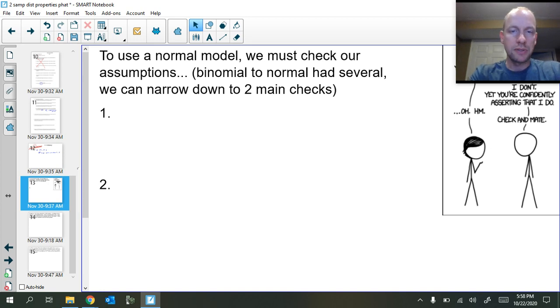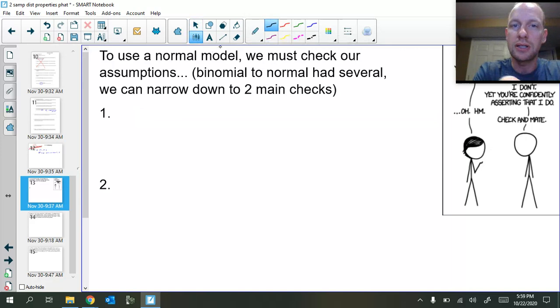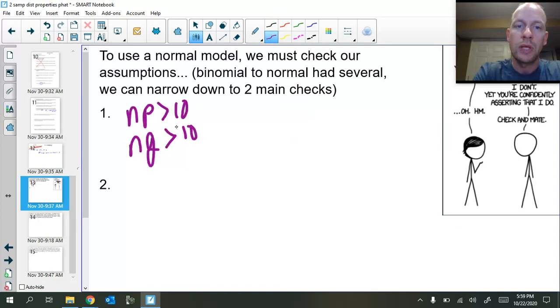To recap, the assumptions for the normal model really come down to two main ideas. According to the last video, you really want to make sure that you've met the success-fail condition. So we definitely want to check that np is greater than 10 and nq is greater than 10. So if you can verify that, you know that you can at least expect a normal model.